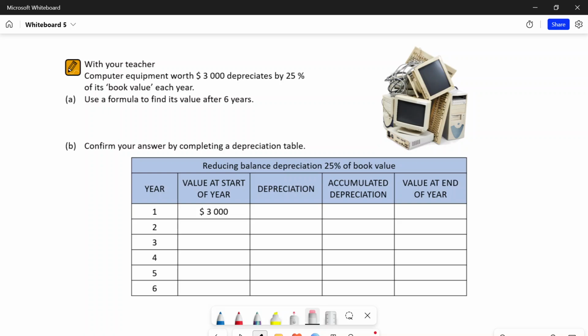Hi General Maths students. In this video we're going to continue our study of depreciation. We're going to do reducing balance depreciation this time.